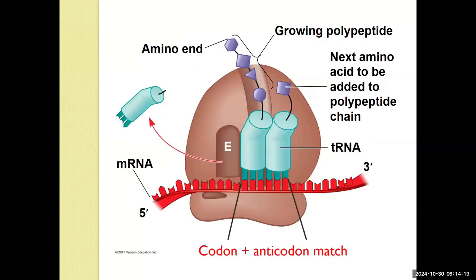A, it attaches. Then there's translocation. The ribosome shifts. And what was in A suddenly is now in P. And in the P spot, it will peptide bond to the growing chain. And then there's translocation. What was in P now moves to the E site. But now it's lacking its amino acid. And so it's kicked. E for exit.